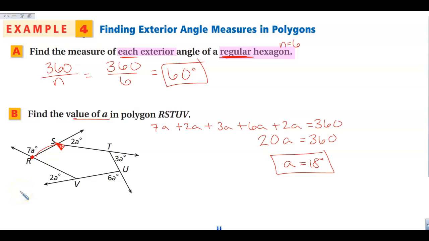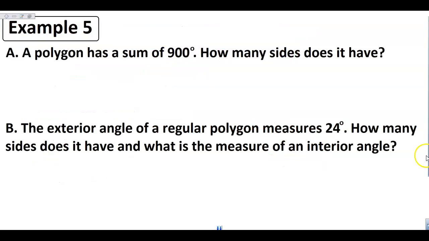All right, next one here, let's move on along. These are kind of working a little bit backwards. All right, so I have a polygon that has a sum of 900 degrees. I want to know how many sides it has. So let's take a look at our polygon, our interior angles, okay?